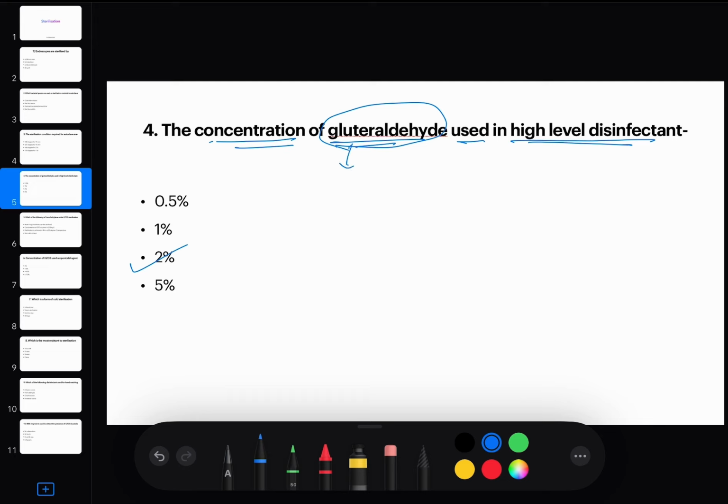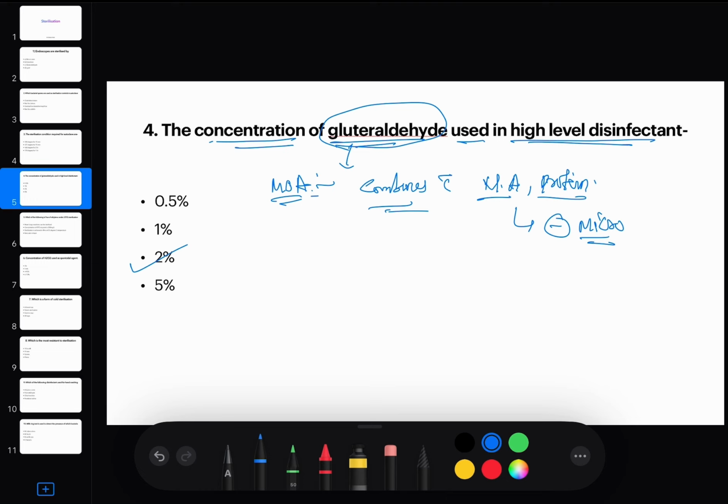What is the mechanism of action of glutaraldehyde? How does it sterilize the article or a substance? What it does is it combines with the nucleic acid and proteins, leading to destruction of the microorganism. Okay, then the answer here is 2% glutaraldehyde is used as high level disinfectant.